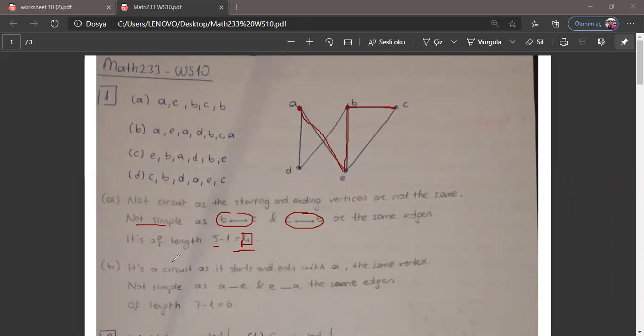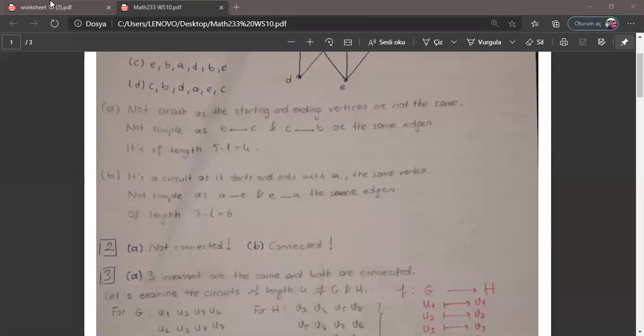Okay. And for the second one, here we have A, E, A, D, B, C, A. So the first and the last vertices are the same, so it's a circuit. And it's not simple because again we have this vertex which we use twice. And it's of length 6 because we have 7 vertices there and we subtract 1 and get 6. So the remaining paths are homework for you.